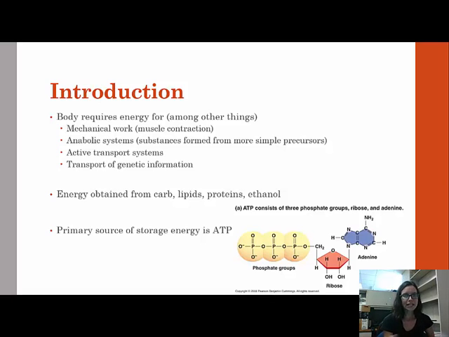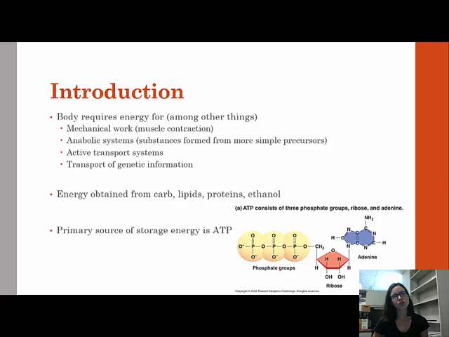Okay, so we need energy for just about everything that we do in our bodies. Walk, think, write, build immune cells, active transport systems, pretty much anything that you can think of. And we get this energy from the fuel we consume. That is carbohydrates, lipids, proteins, and ethanol.